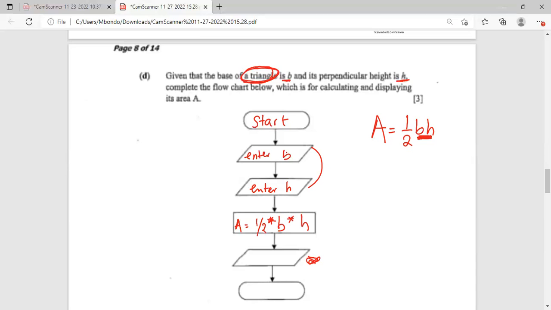When we have done this, what do we have now? Here we can say show or display or print what? Area. After we have done this, what is the last thing? Stop.